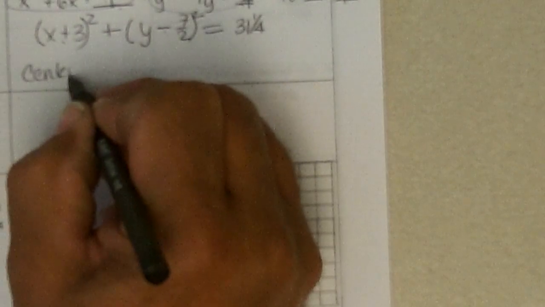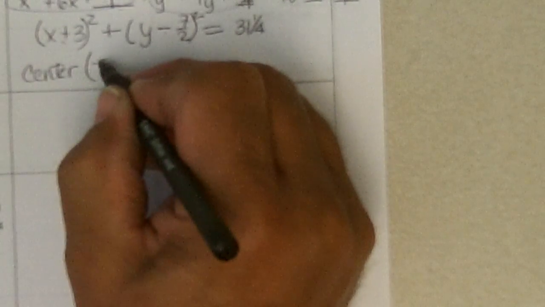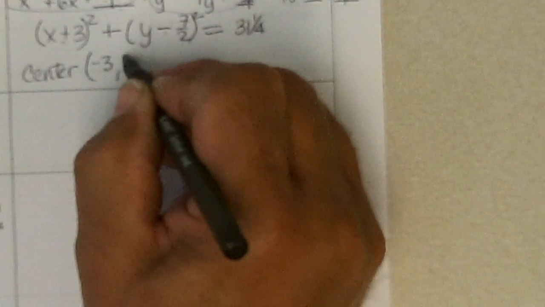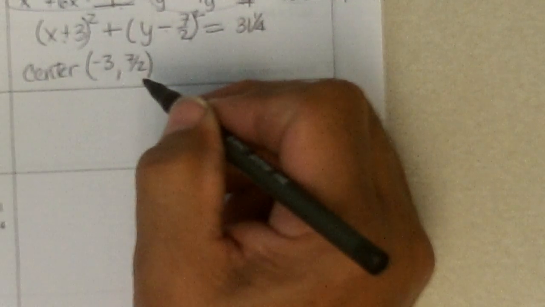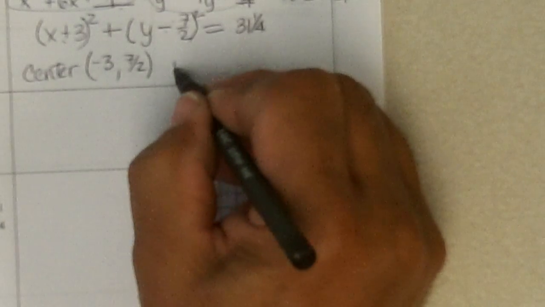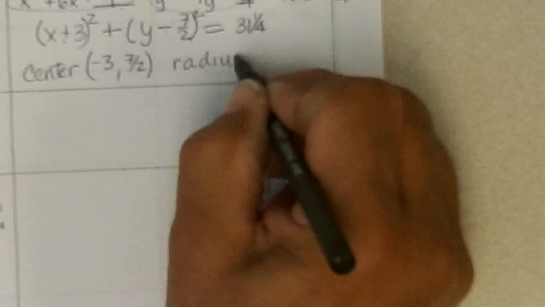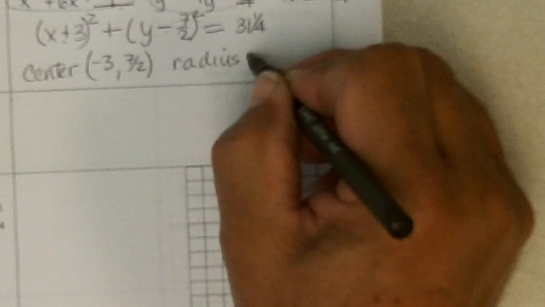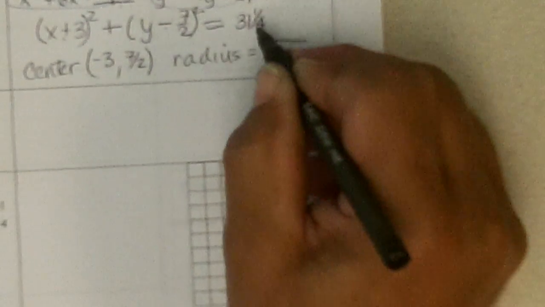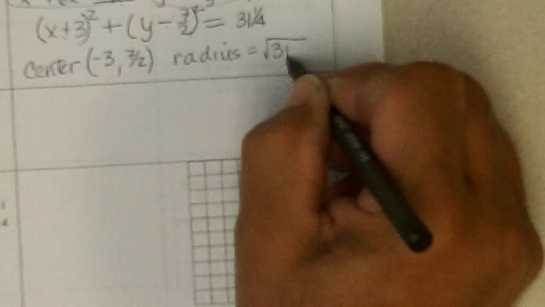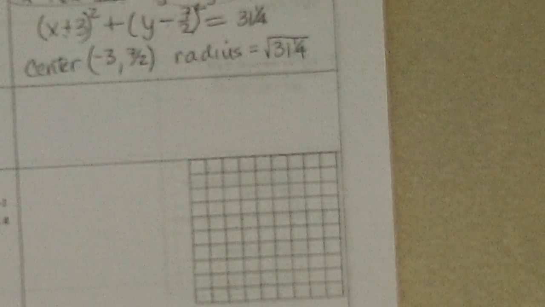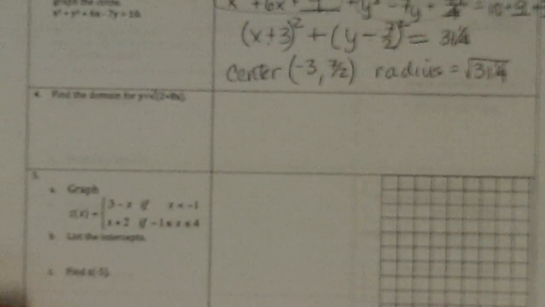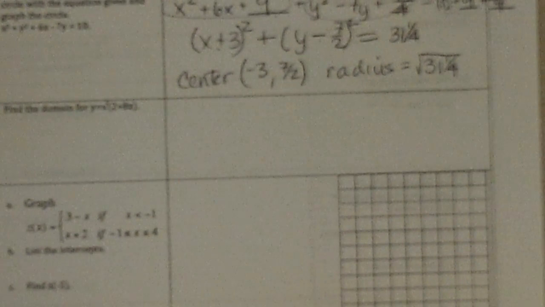Find the center. So the center is negative 3, 7 halves, and the radius would be equal to the square root of 31 and 1/4. And you could probably simplify that, but you don't need to. Okay, so that was number 3.